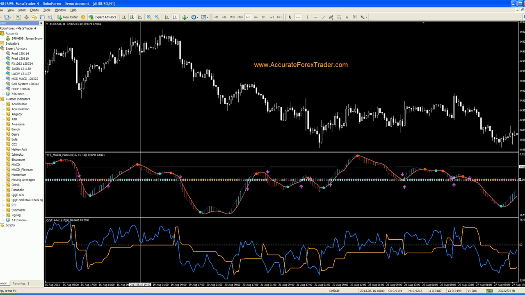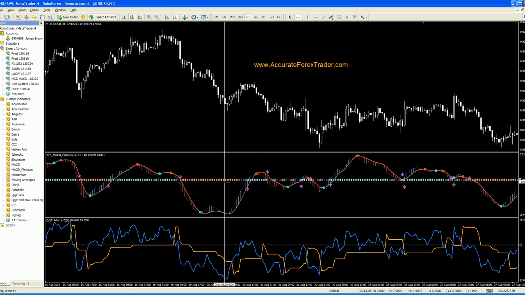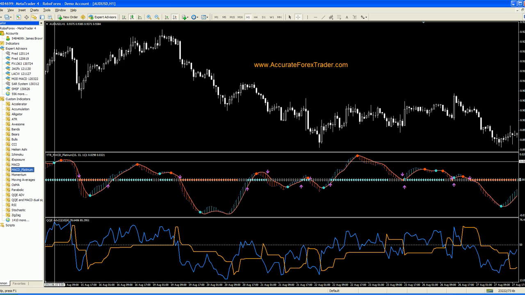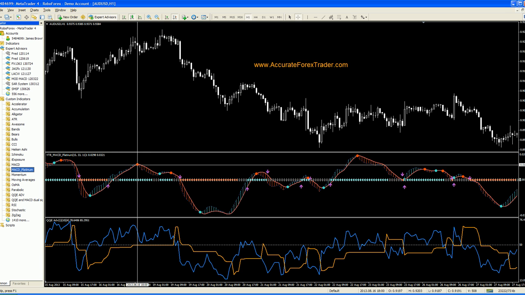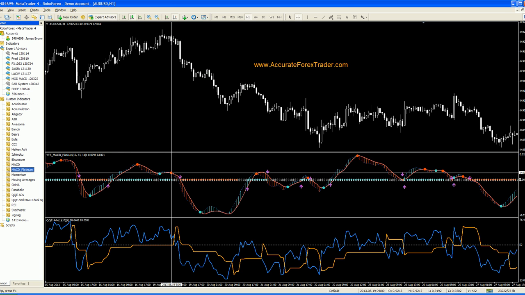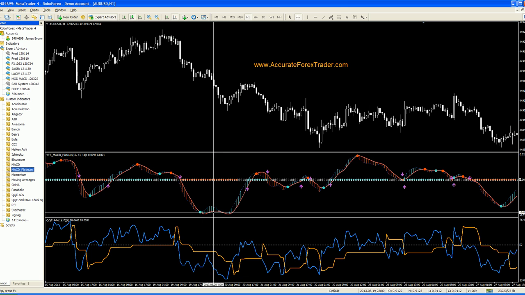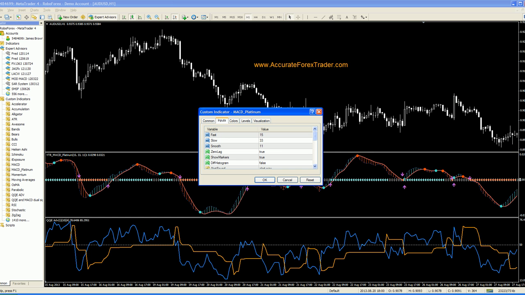This one, MACD Platinum, this is it here. Where is it? Over there, MACD Platinum, so you just add it. Basically a sell on the red dots, buy on the blue dots. Pretty straightforward. Now the settings normally are default 12, 26 and 9, the normal MACD. I've just got it set to 15, 33 and 11, alright, just my preferences.